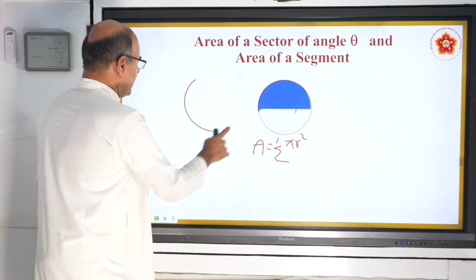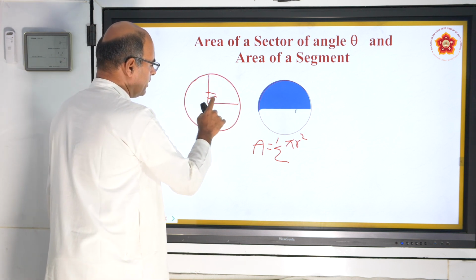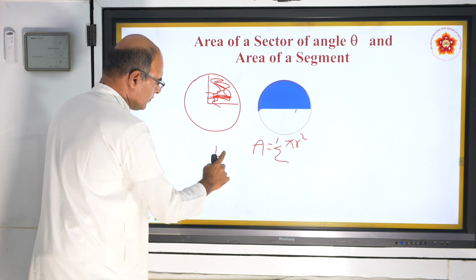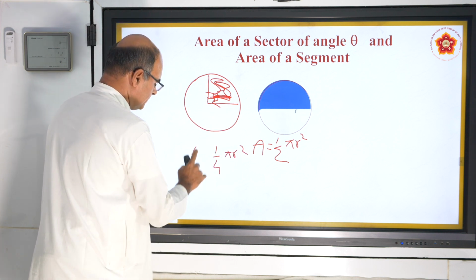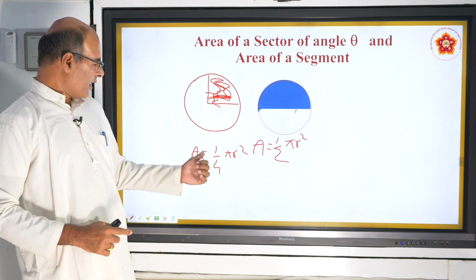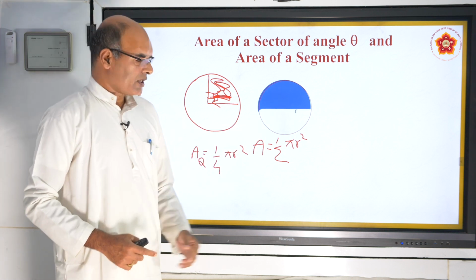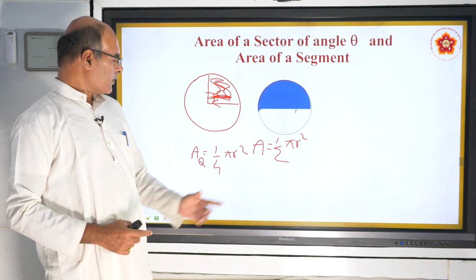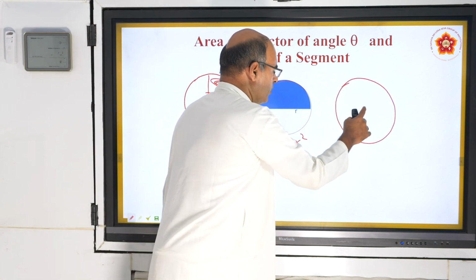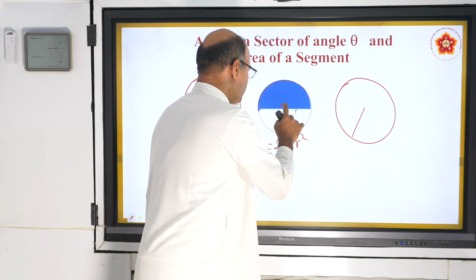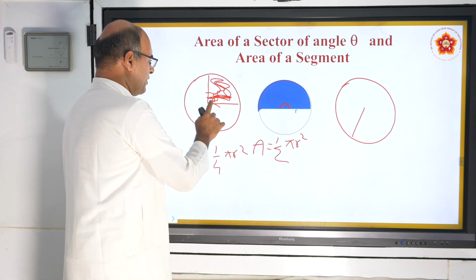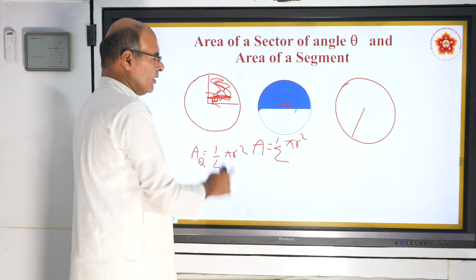If I take a quadrant, its area is 1/4 of the area of the circle. So the area of a quadrant is 1/4 of the area of the circle. The area of a semicircle is half of the area of the circle. Here we know the angle of the sector is 180 degree, and here the angle of the sector is 90 degree.